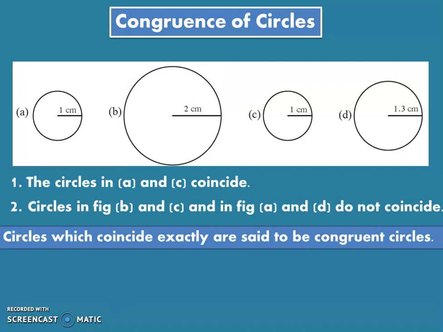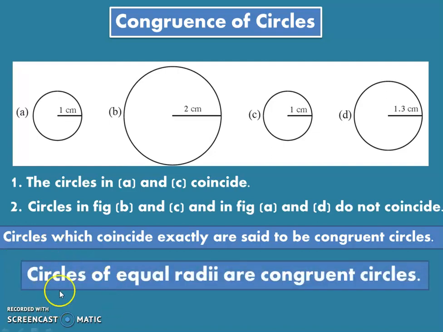Now coming to congruence of circles. You can see some circles with different radii given in the picture. Now, the circles which will exactly coincide with each other will be circle A and circle C in the figure, since both of them have radii equal to 1 centimeter.